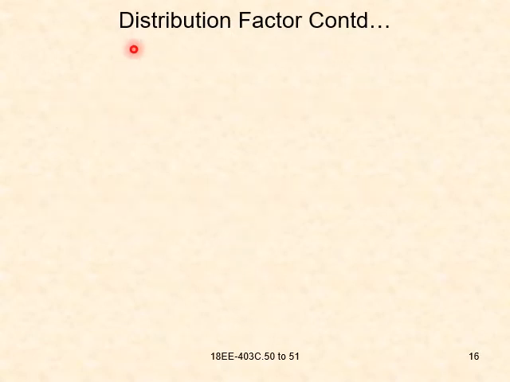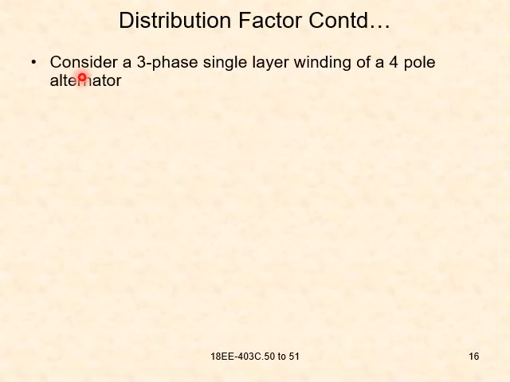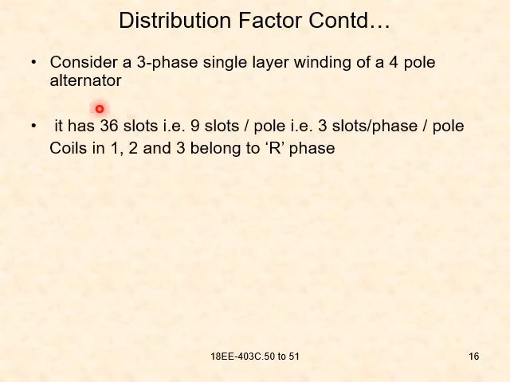To the next slide with the continuation of distribution factor. Let us consider a three-phase single layer winding of a four-pole alternator. It has 36 slots, therefore 9 slots per pole, therefore 3 slots per phase per pole.